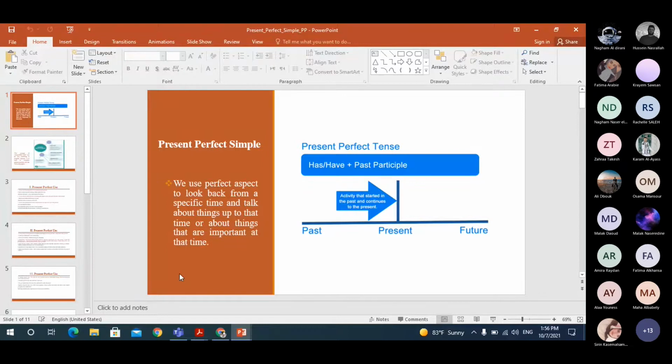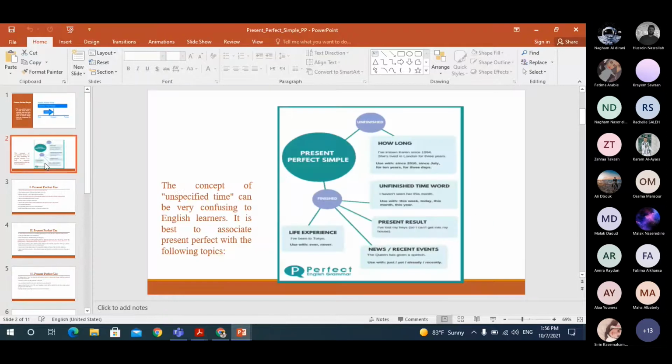Present perfect, as you said: if we talk about the form, it's have or has in addition to the past participle form. Of course, I sent you the list, especially of the irregular verbs, because regular verbs have the same form as the simple past. We use the perfect aspect to look back from a specific time and talk about things up to that time, or about things that are important at that time. This is another infograph. The concept of unspecified time can be very confusing.